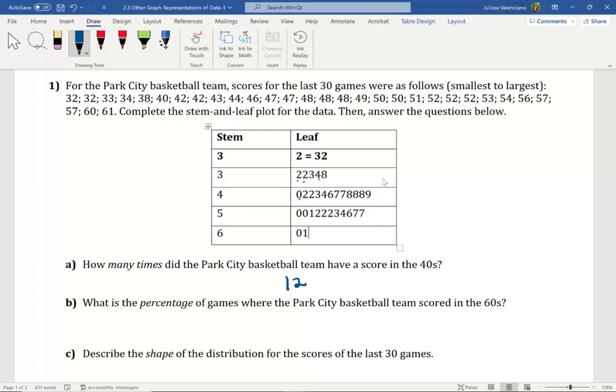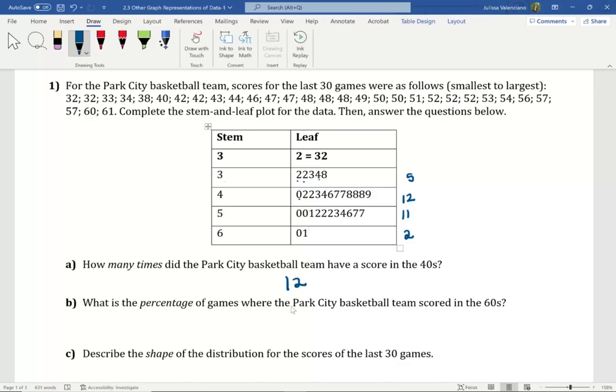Within the 30s, we have 5 data values. Within the 40s, we have 12 data values. Within the 50s, we have 11 data values. And within the 60s, we have 2 data values. If I add up all those values, 5, 12, 11, and 2, I get 30. Okay. So we have 30 games in total. We knew that from the description. But again, here I'm focusing on using the stem and leaf plot to answer these questions.